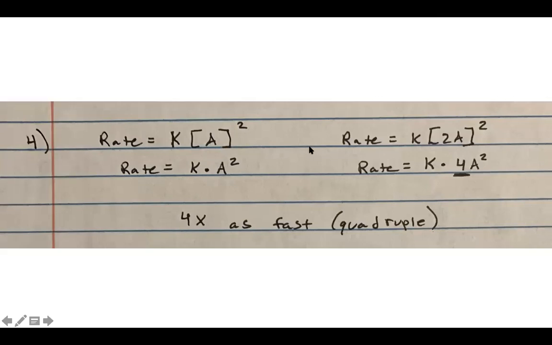Now, when we double the concentration, we'd call the concentration 2A, which is the actual question here. And when you solve for the rate here, rate equals K times 4A squared. So as you can see, there's a 4 here that isn't on the other side. That's how you know it's 4 times as fast. So it would quadruple.